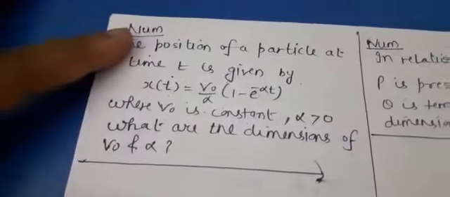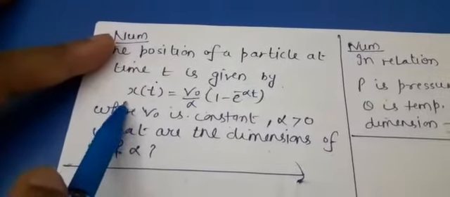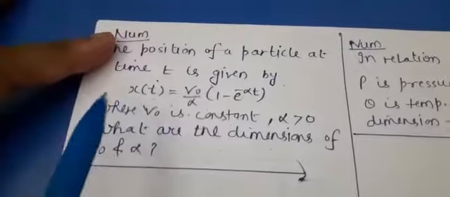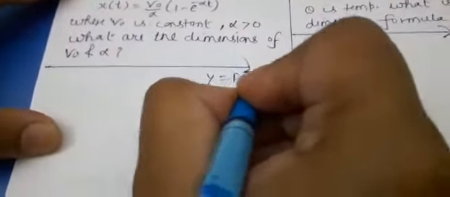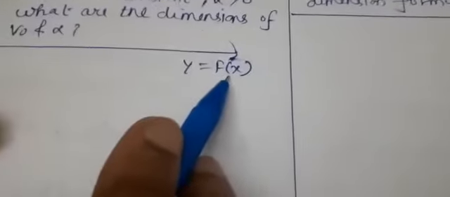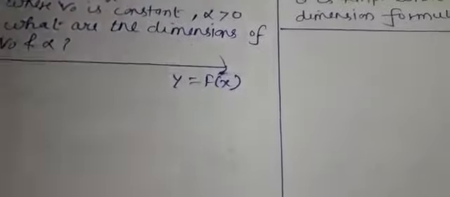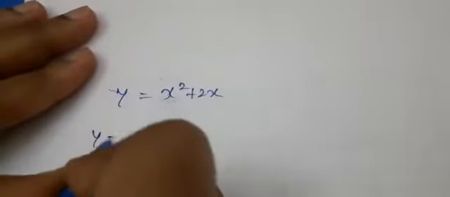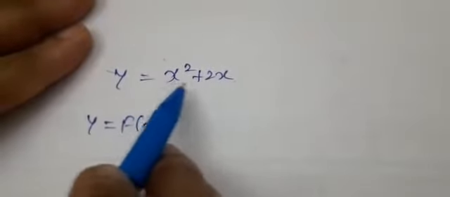Now see, first of all, this x(t), you have to understand. In maths you do sets and functions, where you write that if y is a function of x, then you write it as f(x). Let's see, if you are writing y equal to x² plus 2x, you can say y is a function of x. Why? Because it is depending upon the x parameter.